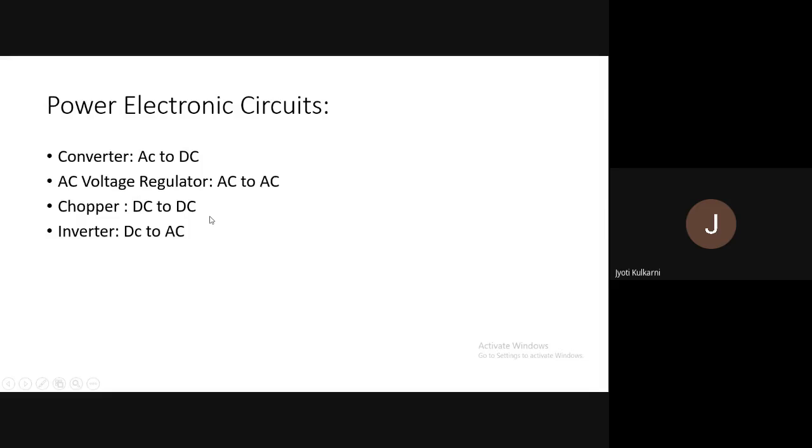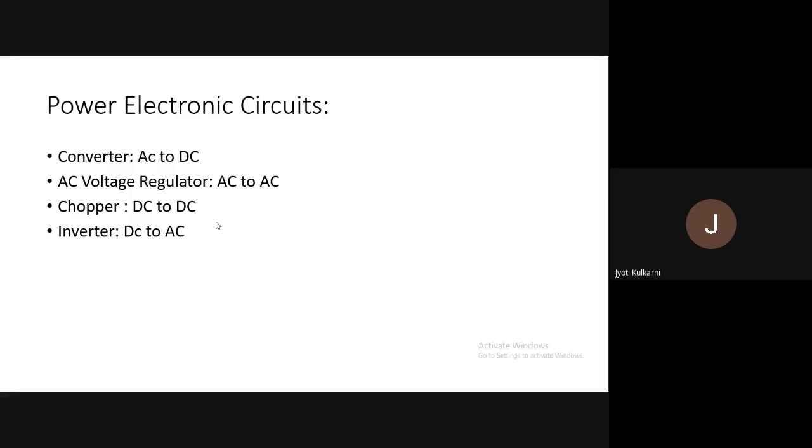Now fixed DC to variable DC means what? Like SMPS. If you open your CPU and look, you will see a small aluminium coated box which has the power supply, which is converting one level of DC voltage to another level of DC voltage. Suppose I have 50 volt DC, and from that I want 5 volt DC. It means I want to move from one level of magnitude to another level of magnitude, and that too in DC form. Then I cannot use a transformer, because a transformer can be used only with AC supply. We cannot use a transformer in DC supply.